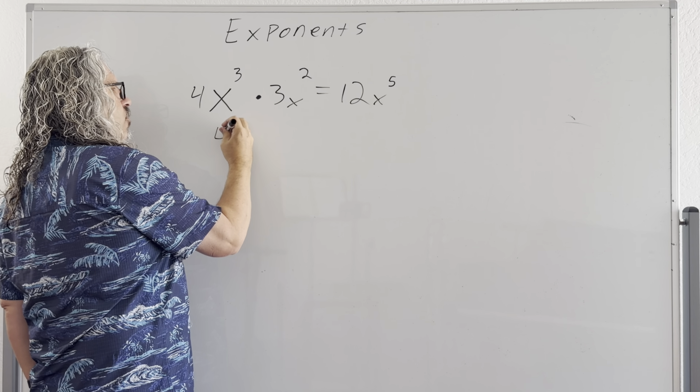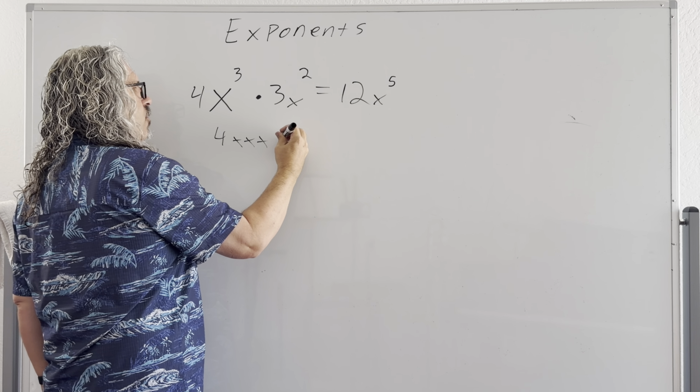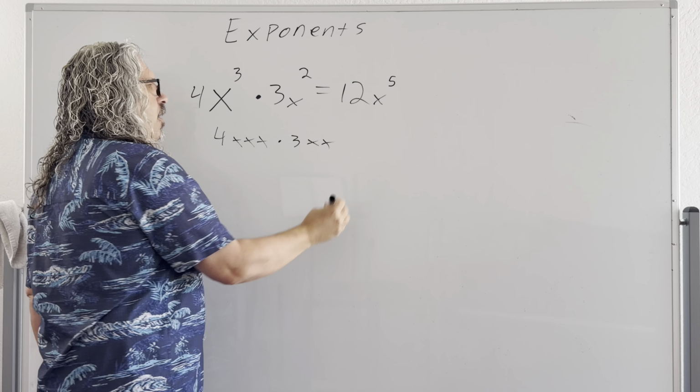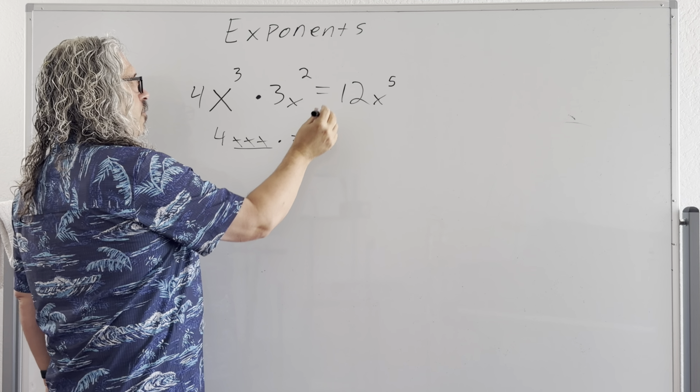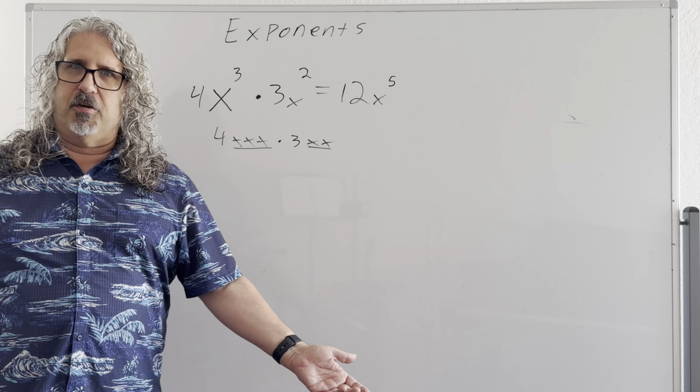Just think about it as this. This is 4x times 3x. Well, altogether, 1, 2, 3, 4, 5. 4 times 3 is 12, and you're going to end up with 5 x's at the end of it.